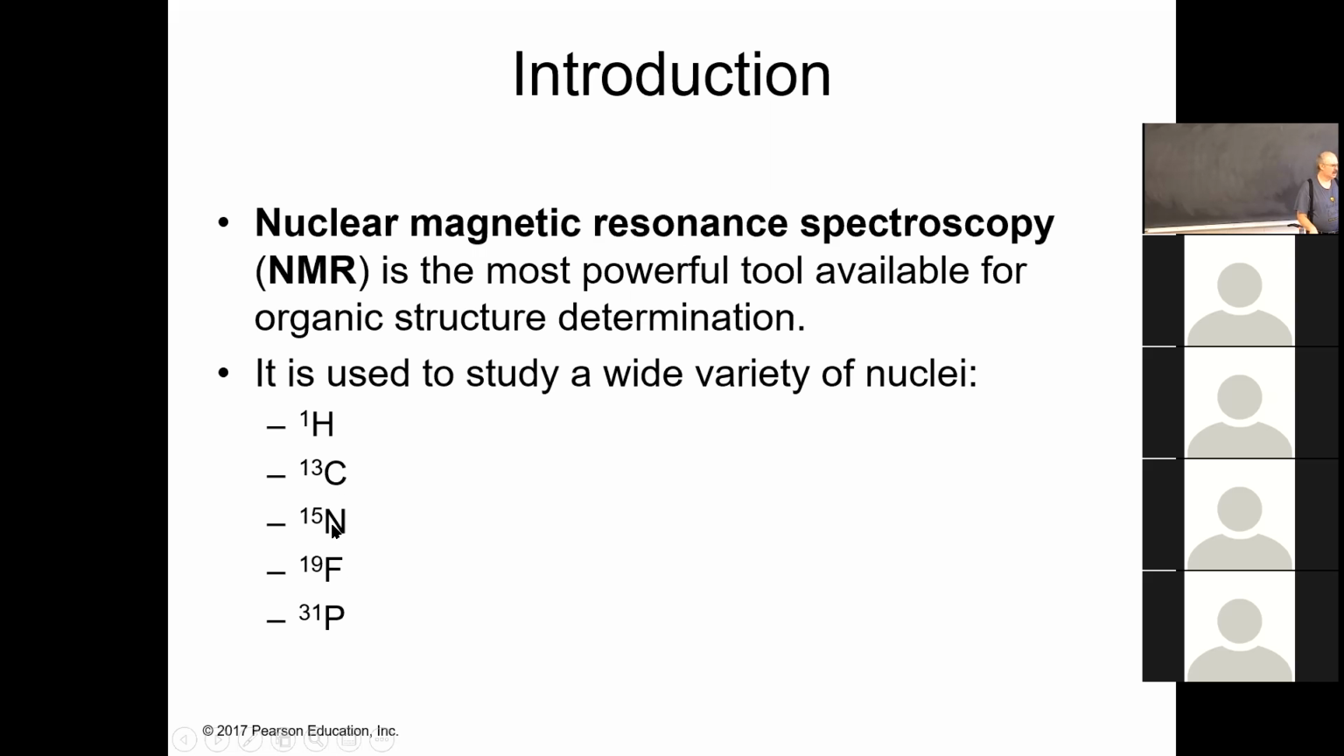Nitrogen-15 is an isotope of nitrogen that's not very abundant. Most nitrogen is nitrogen-14. I have done a couple of fluorine-19 NMRs. Fluorine exists as one stable isotope in nature, and that's 19. And then phosphorus-31 is often of interest to biochemists, since DNA and RNA contain phosphodiester groups, and there are other important molecules like ADP and ATP that contain phosphorus and similar molecules.